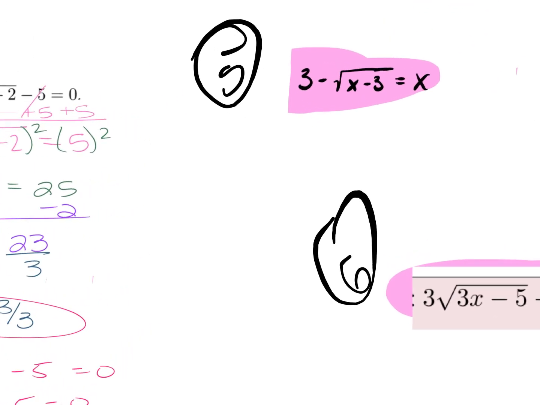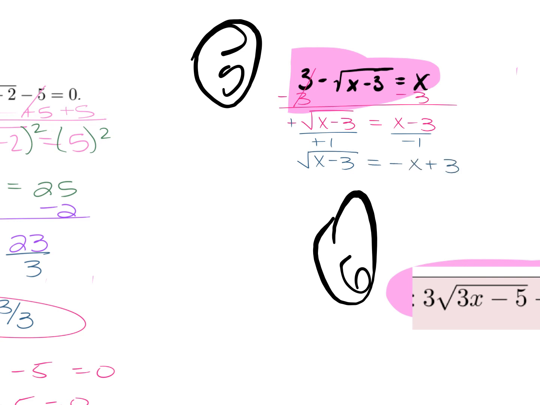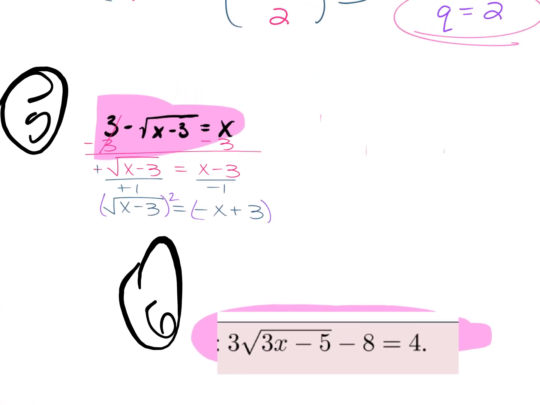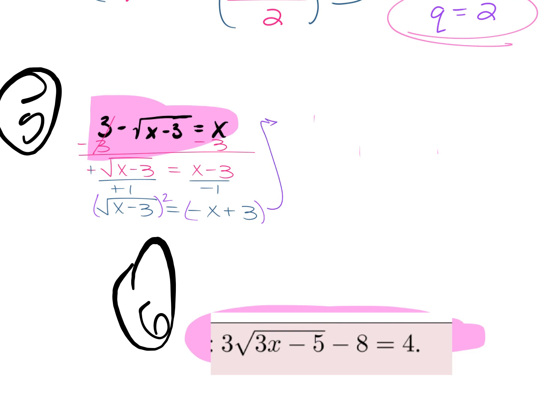For number 5, we have 3 minus the square root of x minus 3 is equal to x. First thing we're going to do here is move the 3 over. So we're going to subtract it from both sides. We get the opposite of the square root of x minus 3 is equal to x minus 3. From here, we're going to divide each side by the negative to make that a positive square root of x minus 3 is equal to the negative x plus 3. Square both sides. You're going to be left with x minus 3 is equal to x squared.